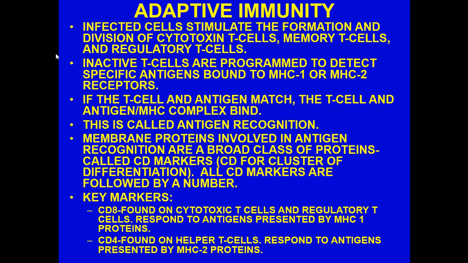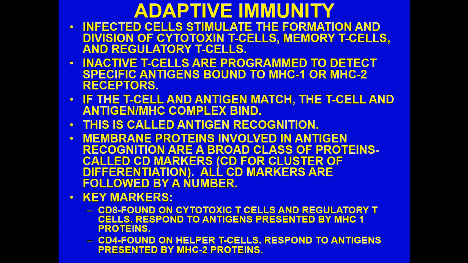Now, I said this is antigen recognition. Membrane proteins involved in antigen recognition are a broad class of proteins called CD markers. What CD stands for is cluster of differentiation. It's like sitting there and saying, okay, I got 52 cards, and I start from the 2 all the way up to 10, and then I have Jack, King, Queen, Ace. But there's 4 sets, so you've got to have some differentiation here. So CD markers are differentiations. They're usually also followed by a number.